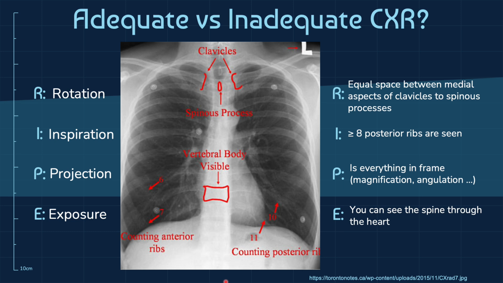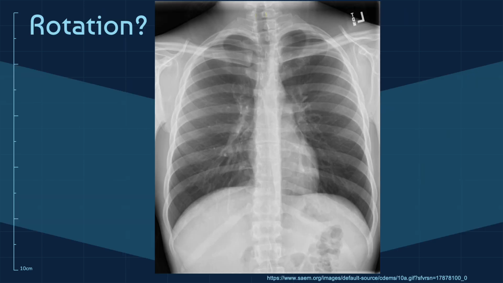When I say exposure, I'm talking about how much ionized radiation the patient was exposed to, which can differ between how well certain anatomical structures will show. And to determine whether you have adequate exposure or not, you should be able to spot the spine passing through the heart.